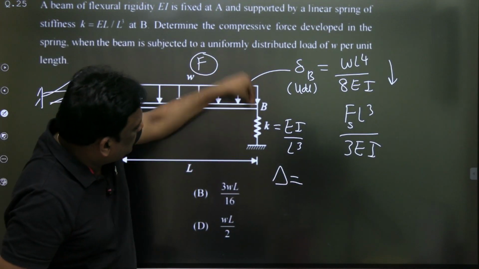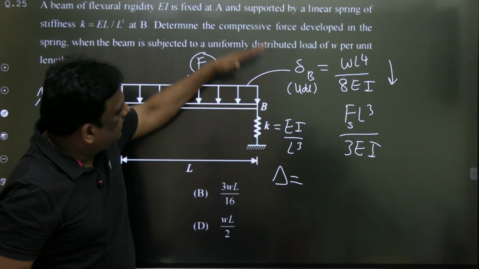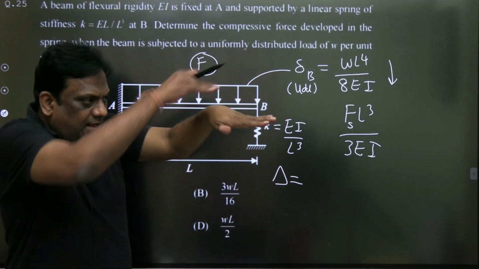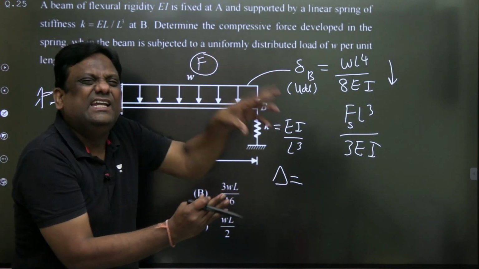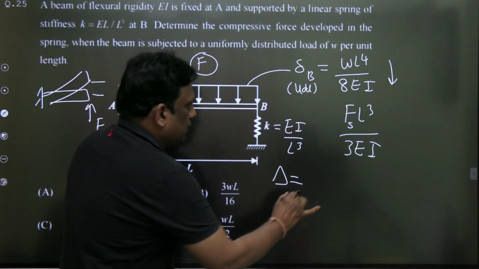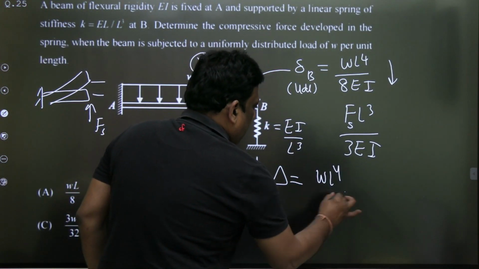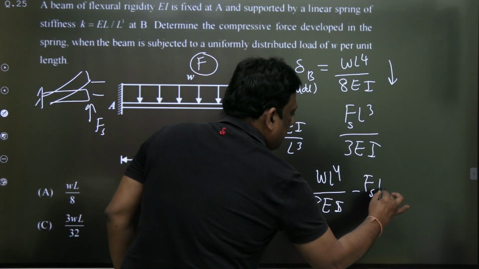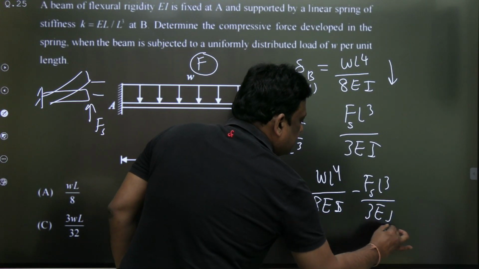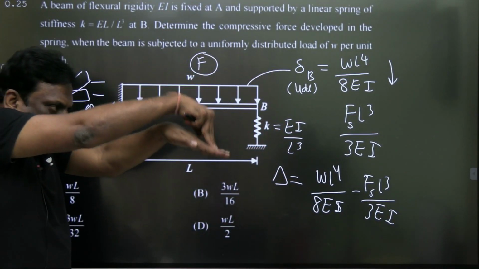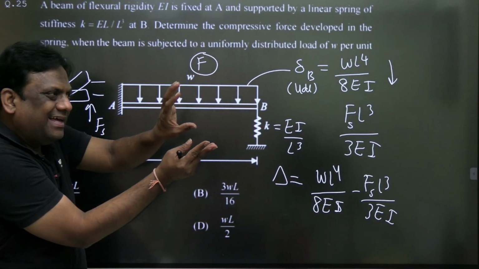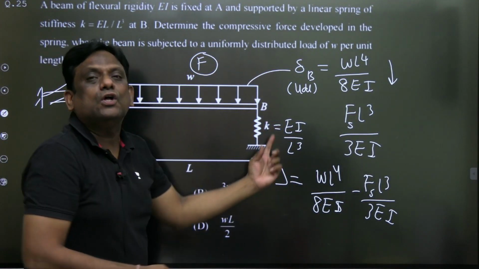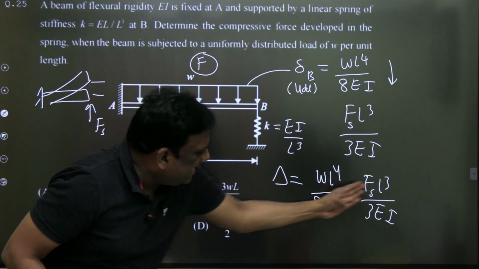So how much is the spring deflecting? Net deflection of the spring is the downward minus the upward. So therefore, WL power 4 by 8 EI minus Fs L cube by 3 EI is the net deflection of the spring. There is a downward load and an upward load, so there is a net deflection. Whatever this system is deflecting, the spring is also deflecting by the same amount.